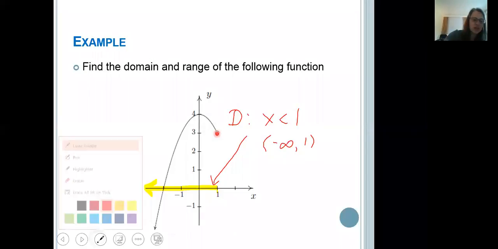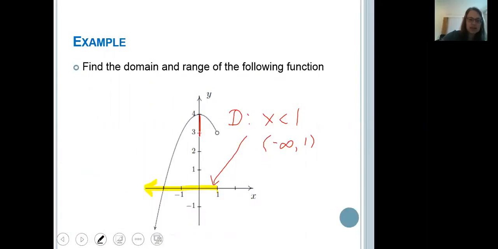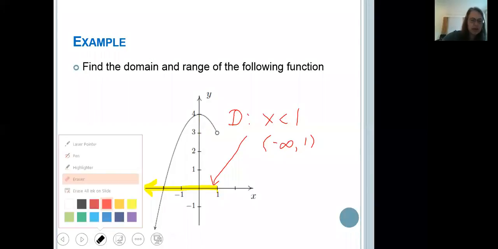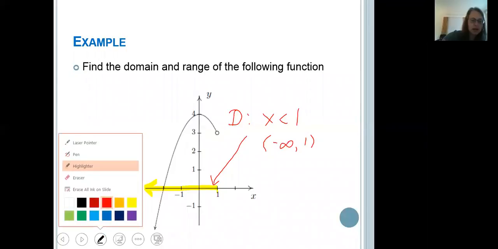Range is related to the y's. So we talk about the y-axis. We can see that, sorry, okay, this will do. Highlighter, green.